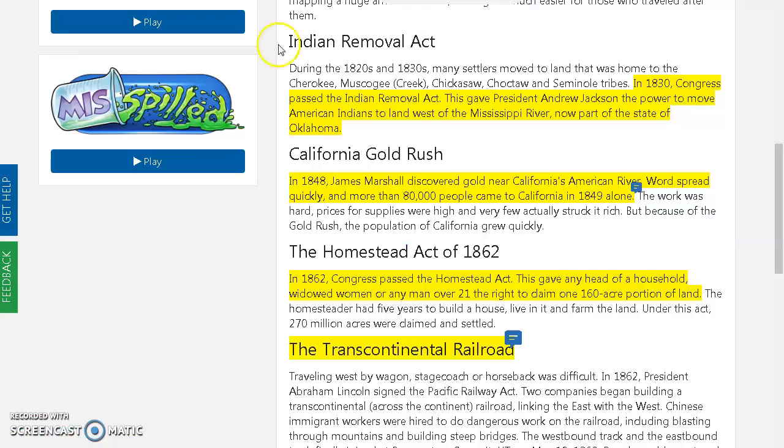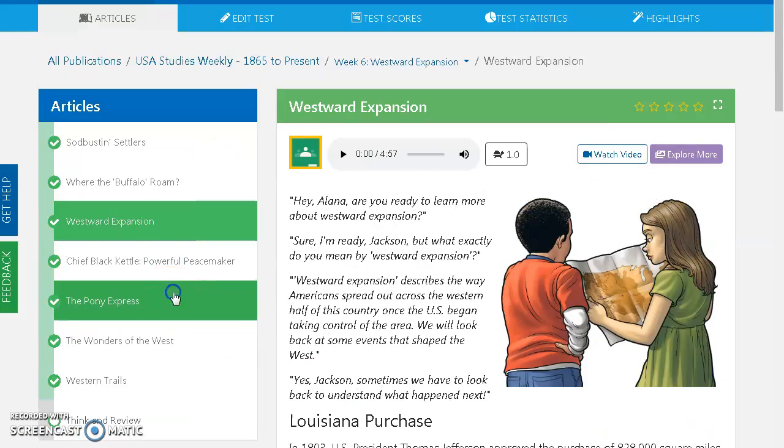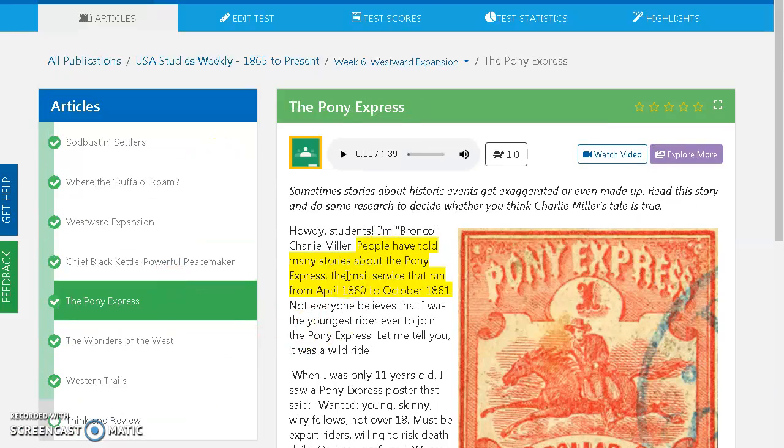And the last thing you need to know is under the Pony Express. You need to know that the Pony Express was a mail service that ran from April 1860 to October 1861.